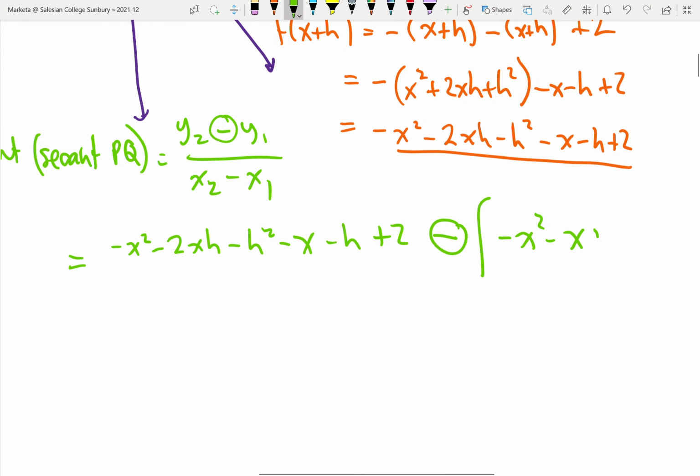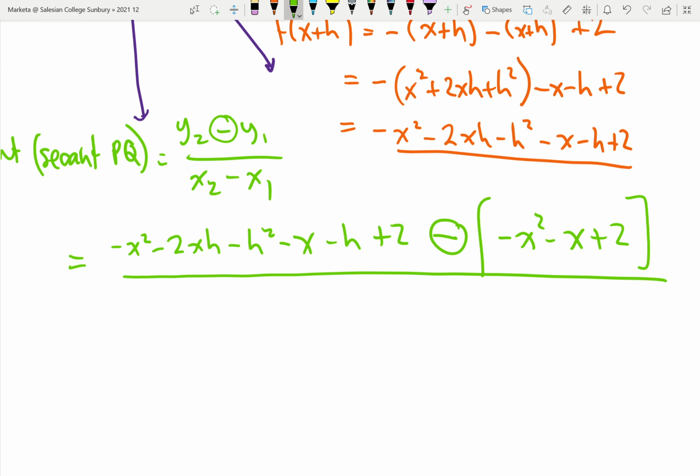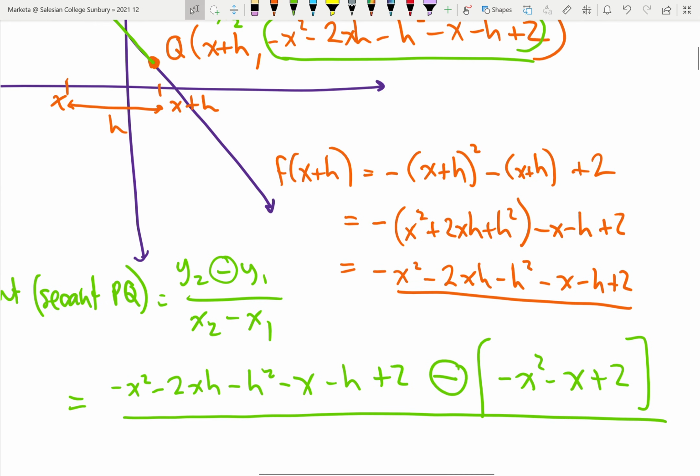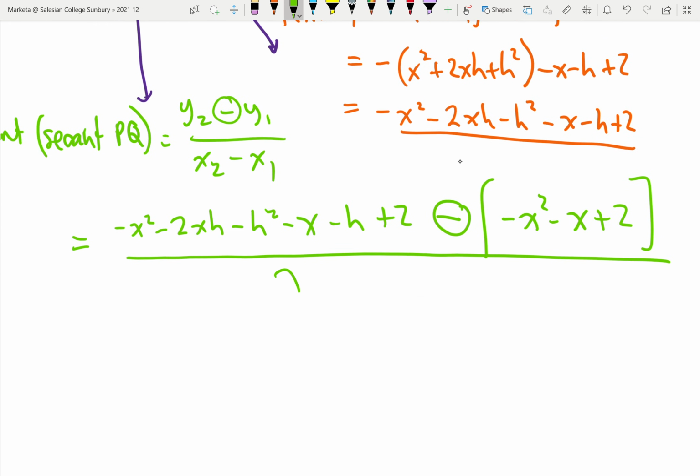plus 2. All right, so that's y2 minus y1 over x2, and our x2 is x plus h, minus x1, and that's just x. You don't need brackets for that. It's only one thing.